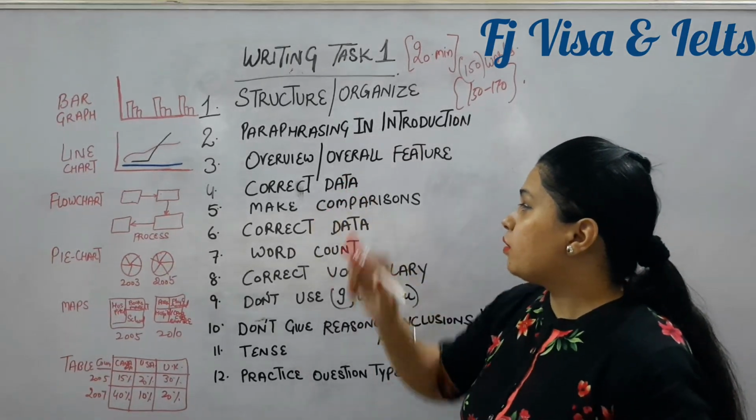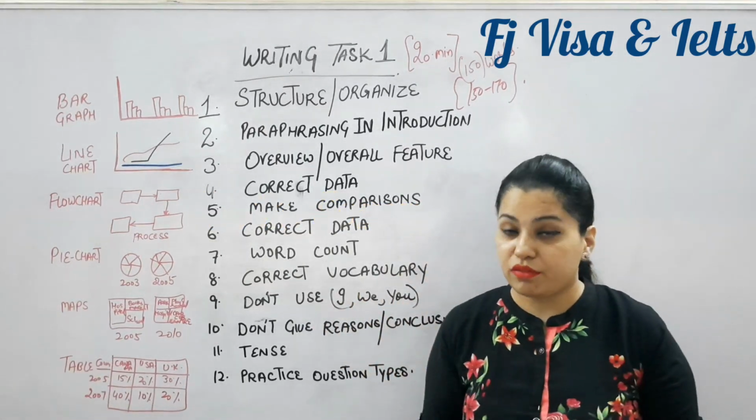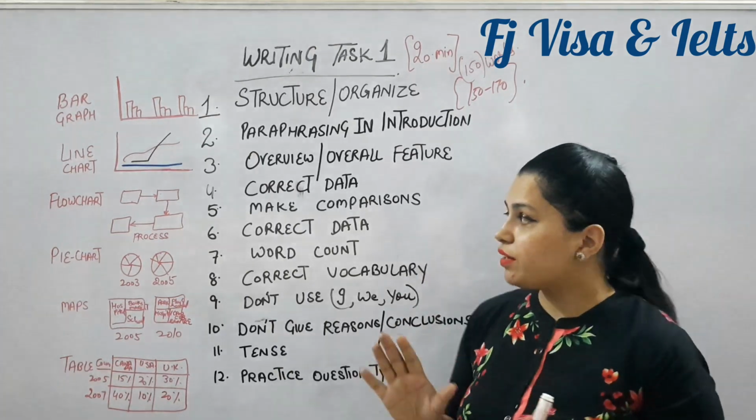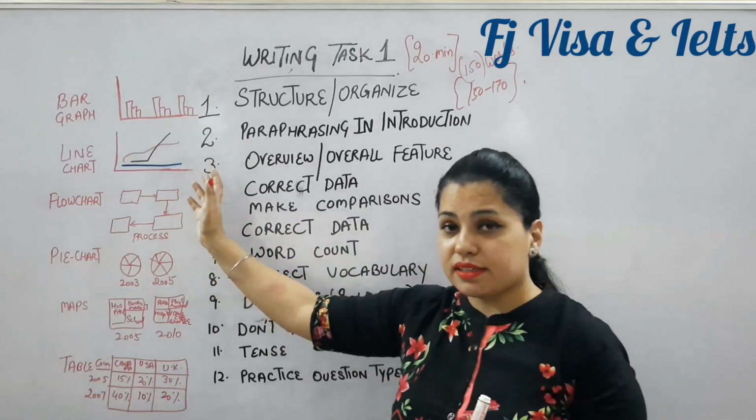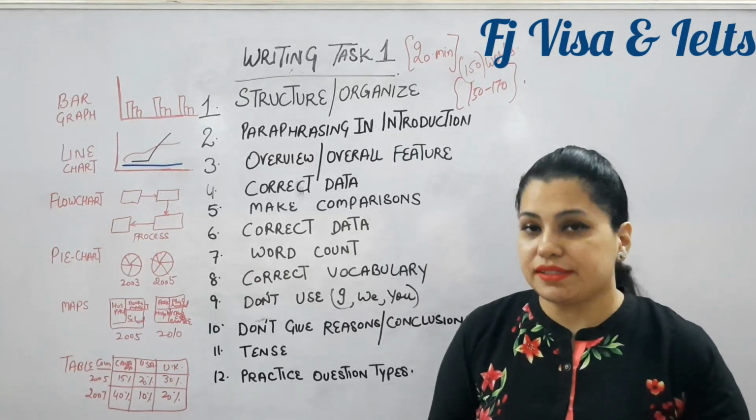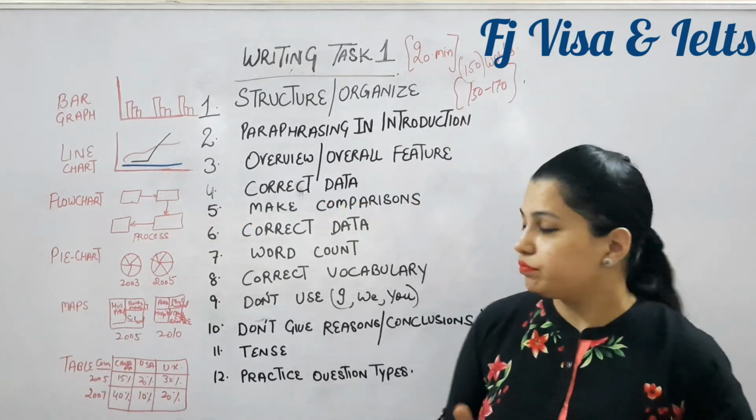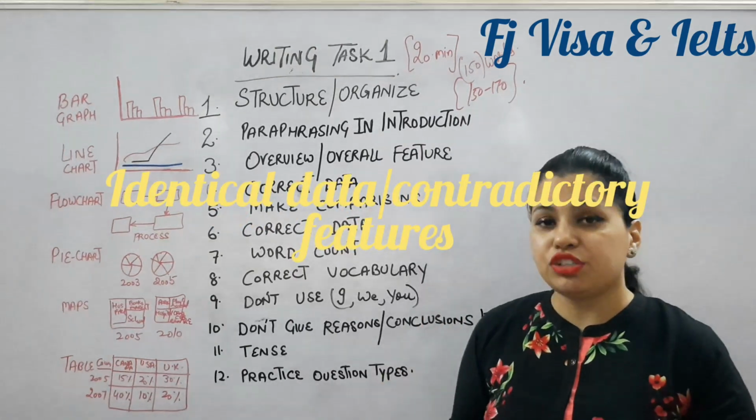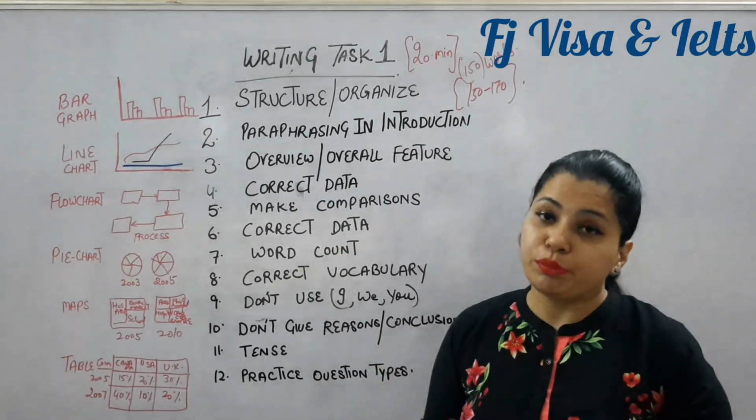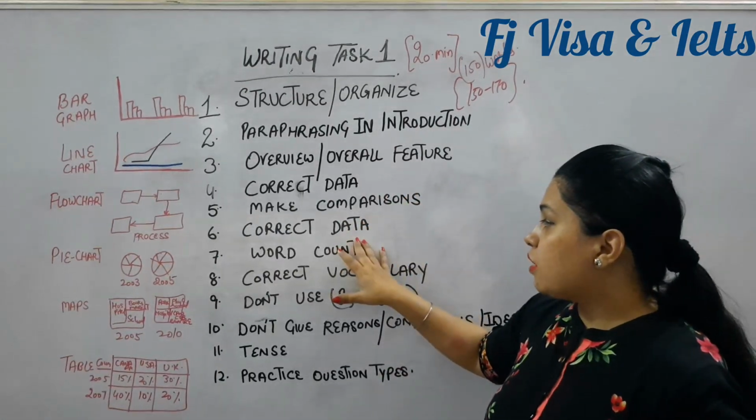Then comes make comparisons. Now we have discussed the introductory paragraph. In the body paragraphs, that is body paragraph 1 and 2, you have to summarize the whole information, whatever is given on the x-axis and y-axis, like in bar graphs and line charts, and make comparisons. If the information is comparative, you have to report it: similar data, identical features or comparative features, dissimilarities, you have to report it in Writing Task 1 in your body paragraphs.